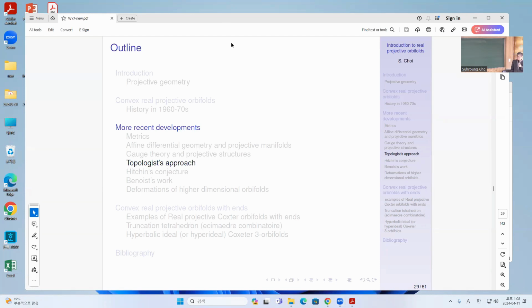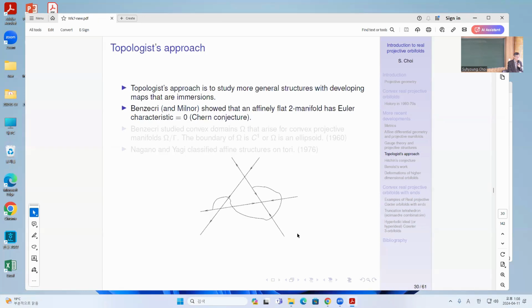Okay, so I will start with the topologist approach here again. Our approach is to study more general structures and developing maps that are emergent. First of all, Benzécri and Milnor showed that affinely flat two-manifolds have Euler characteristic equal to zero. Of course, the higher dimensional version of this is the Chern conjecture. That's only proven for a special affine case currently, and it's still open in general.